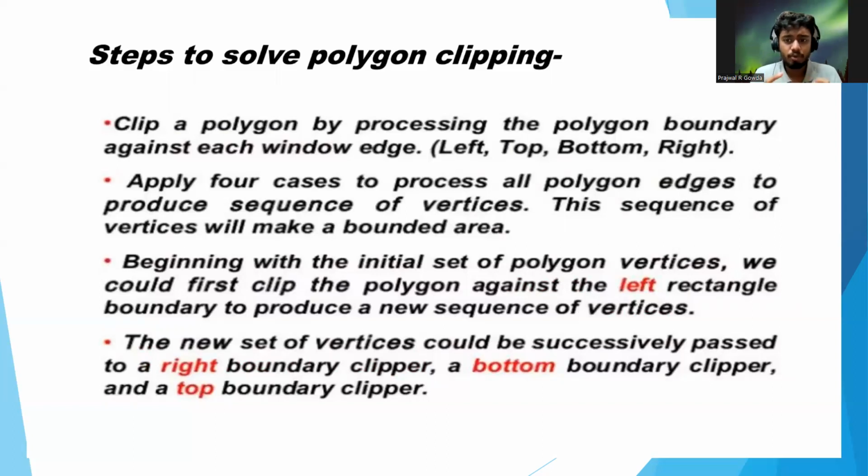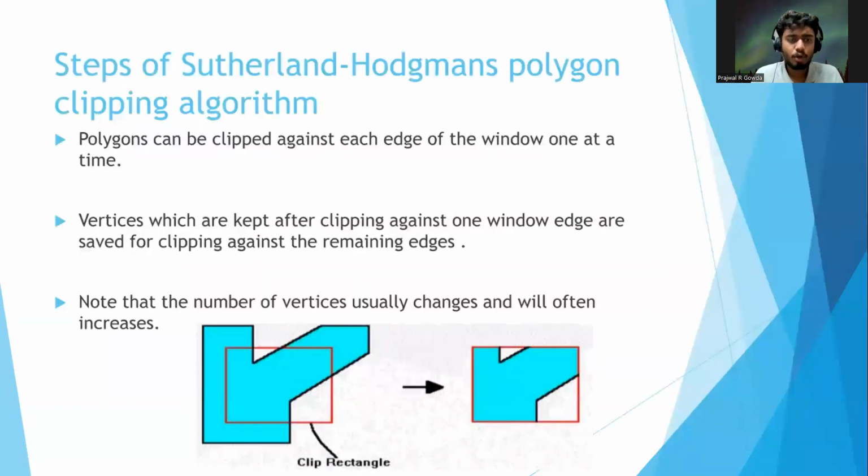Beginning with the initial set of polygon vertices, we could first clip the polygon against the left rectangle boundary to produce a new sequence of vertices. The new set of vertices would be successively passed to a right boundary clipper, a bottom boundary clipper, and a top boundary clipper. Steps of the Sutherland Hodgman polygon clipping algorithm: polygons can be clipped against each edge of the window, one at a time. Vertices which are kept after clipping against one window edge are saved for clipping against the remaining edges. Note that the number of vertices usually changes and will often increase.